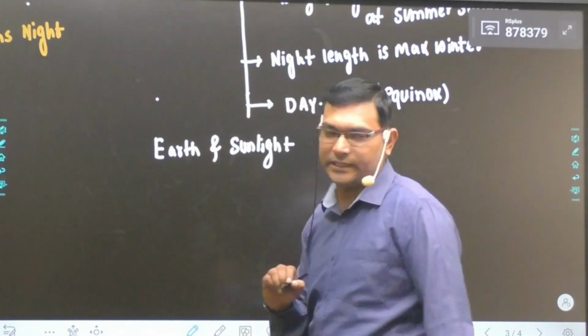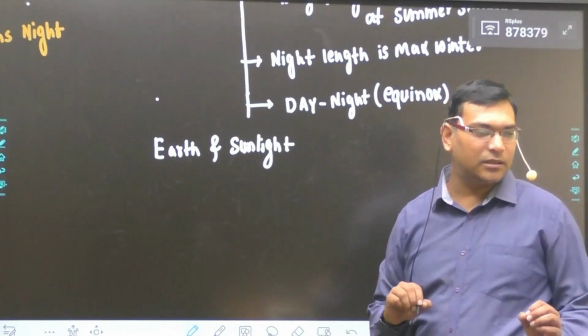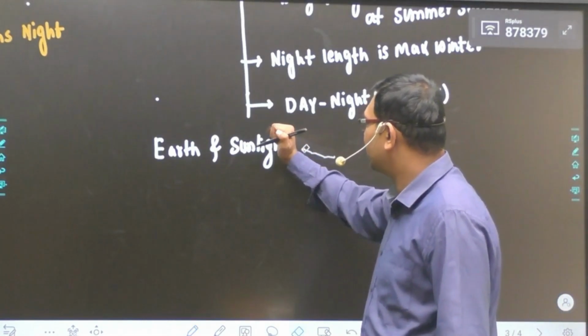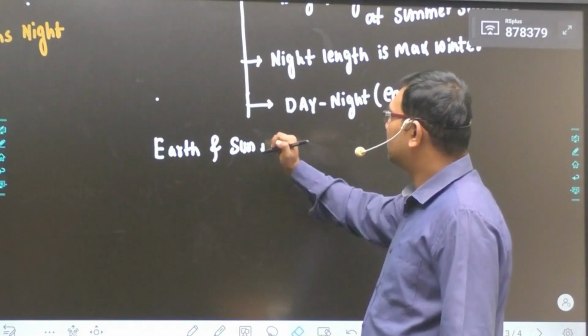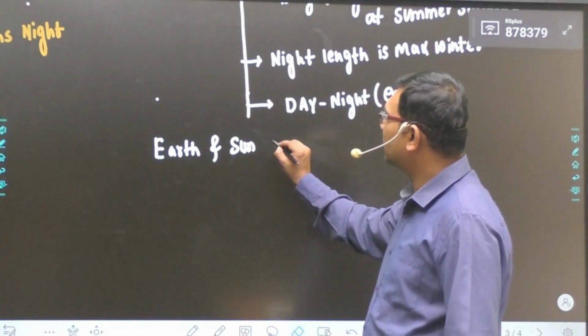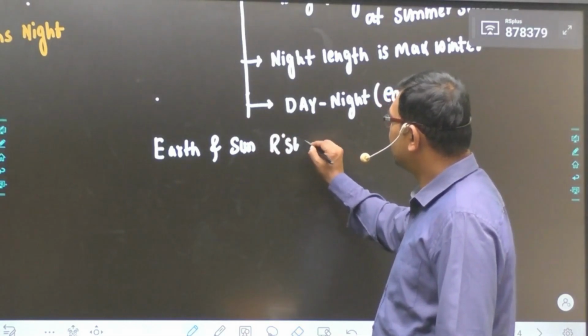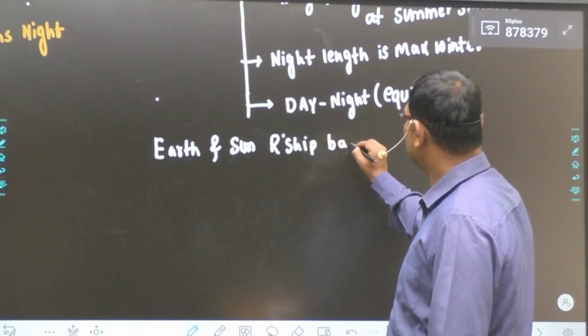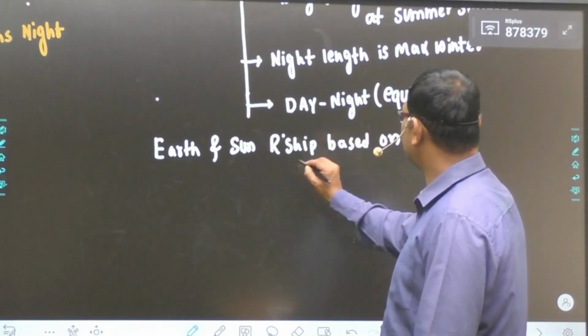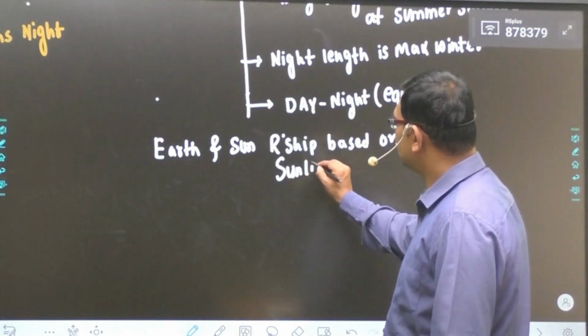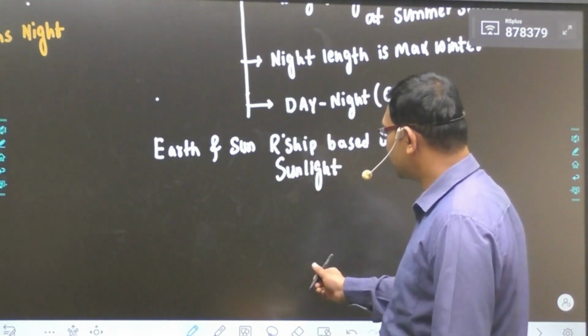Okay, the sun relationship based on the sunlight. Sun relationship based on sunlight. Sunlight. What is this? See here.